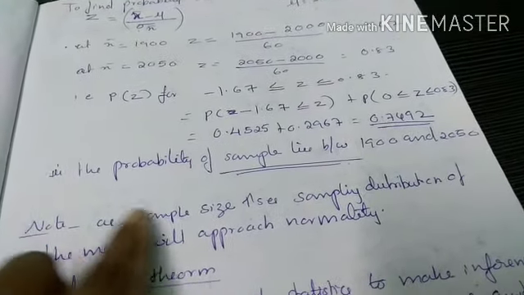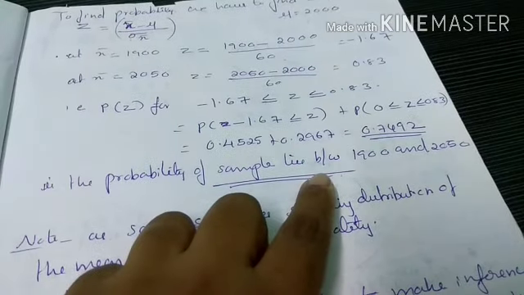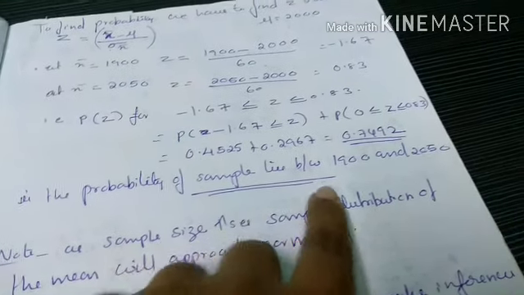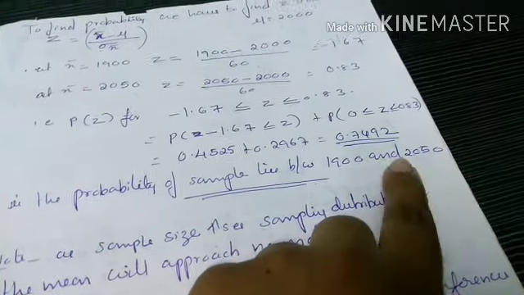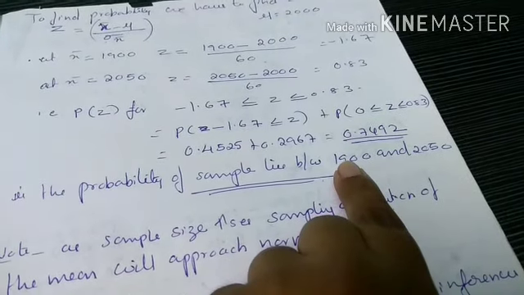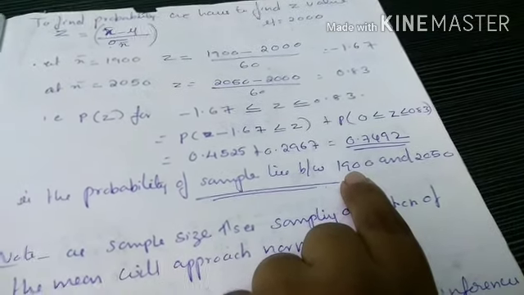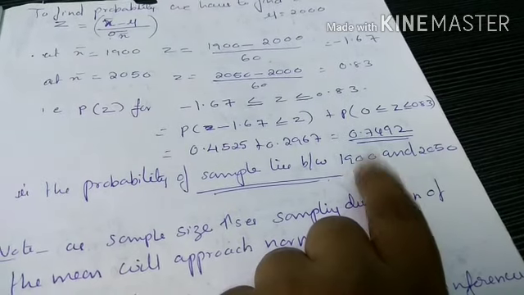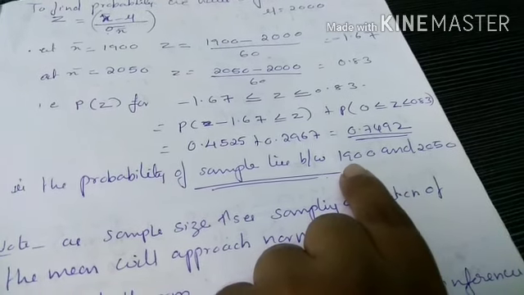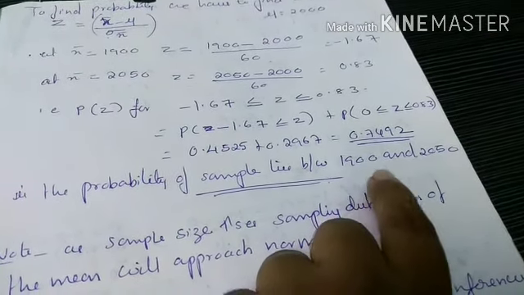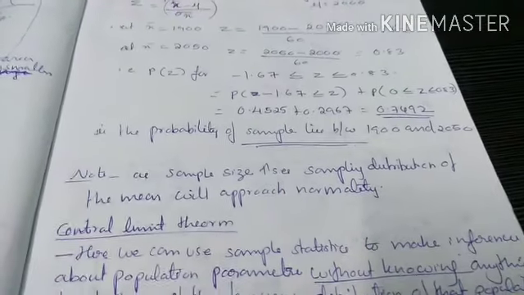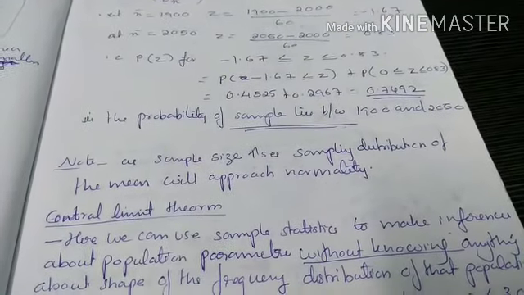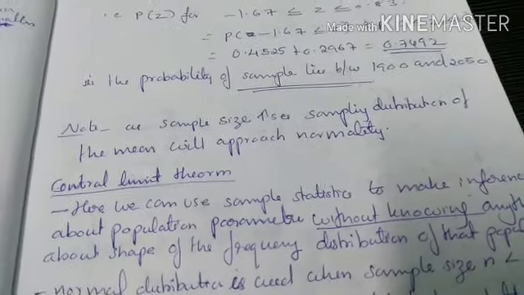That is the probability of the sample lying between 1900 rupees and 2050. So 74% of the accounts, that is, out of 100 accounts, most of the accounts, 74% have a balance of between 1900 and 2050. As sample size increases, the sampling distribution of the mean will approach normality.